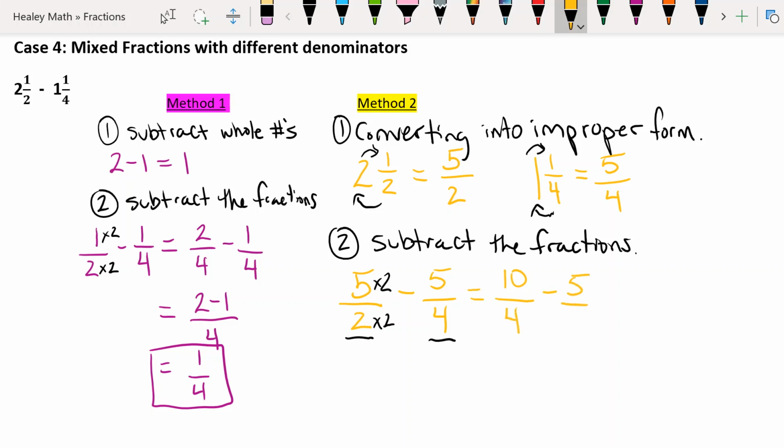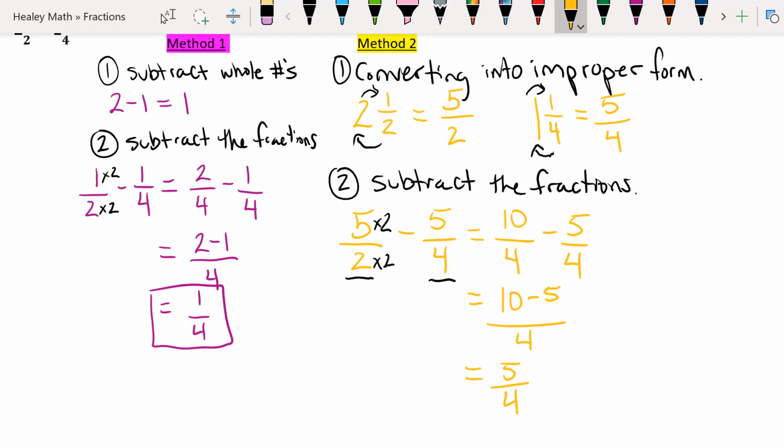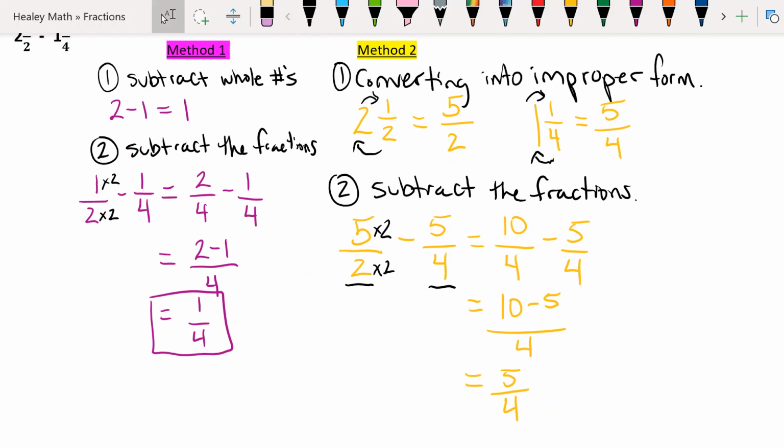Let's rewrite that second fraction here. And now our denominators are the same. Therefore, we subtract the numerators, and we'll end up getting 5 over 4. And I forgot to convert it to a mixed number at the end, and that's the same as 1 1/4.